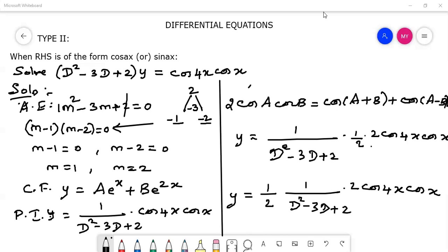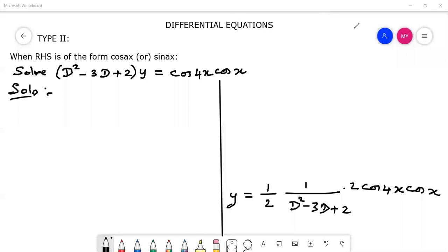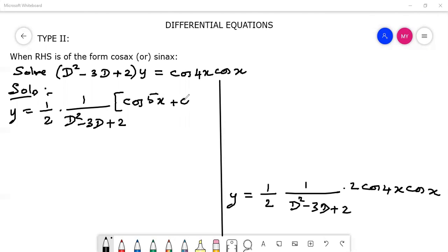Okay, now we have to solve. Applying the formula, I'll be getting y equal to 1 by 2 into 1 by (D square minus 3D plus 2) into, just now I told you the formula, cos(A plus B) plus cos(A minus B). One A is 4 and the other is 1, so B is 1. According to this formula I'll be getting cos 5x plus cos 3x. A plus B is 5, A minus B is 3.